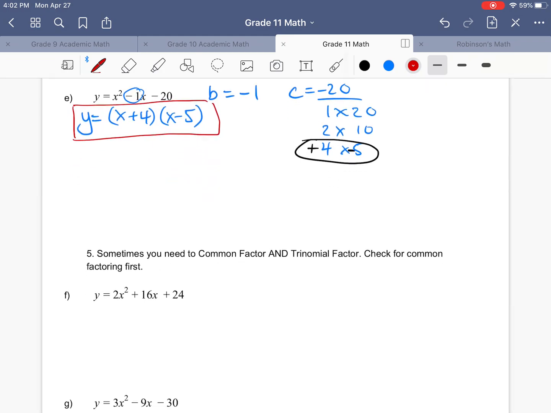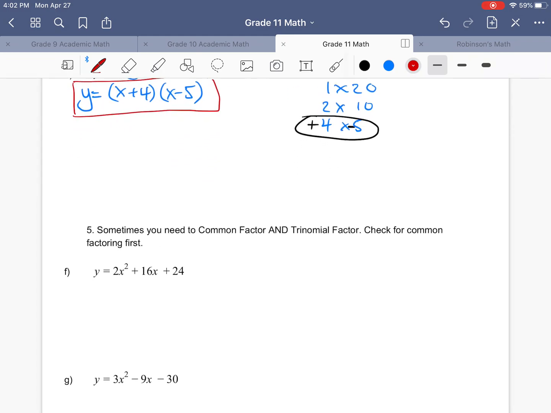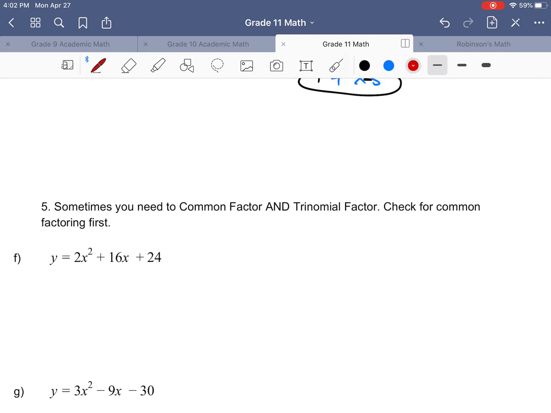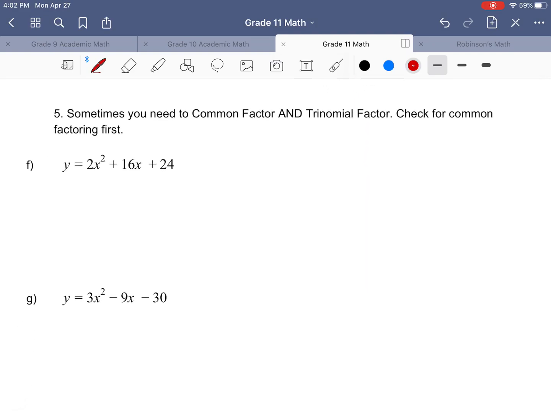So sometimes we need to common factor and trinomial factor together. So we're going to do 2 quick examples of that. And some of you might not even need to watch all of these examples, but factoring is usually what people have the most difficulty with, so I figured I could not do too many.